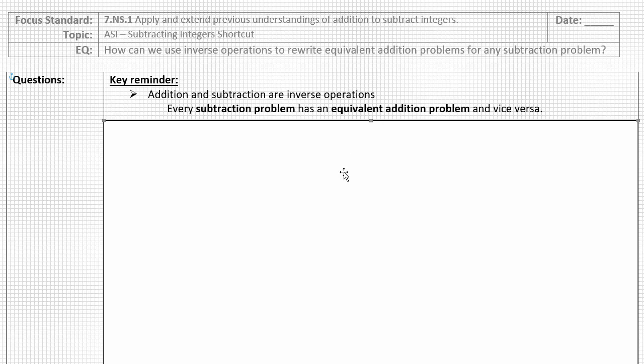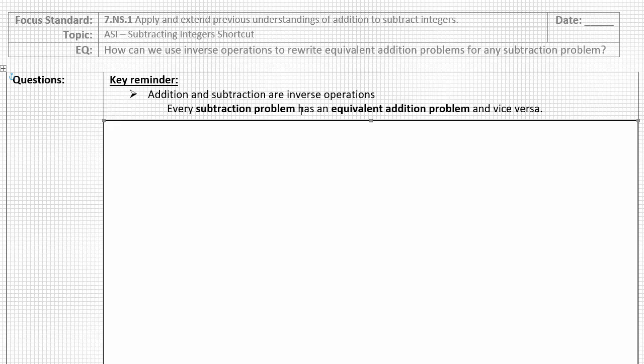Alright, so as I mentioned in the intro, this is the last video lesson for our adding and subtracting unit. And I'm going to start it off with a key reminder. We've known this ever since we started learning about adding and subtracting, which are the first two operations we teach students. And we know that they're inverse operations, meaning they do the opposite thing. And so because of this fact about addition and subtraction, we can write for every subtraction problem, there's an equivalent addition problem, and vice versa.